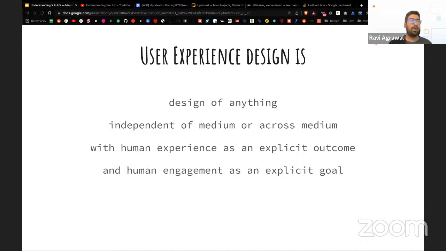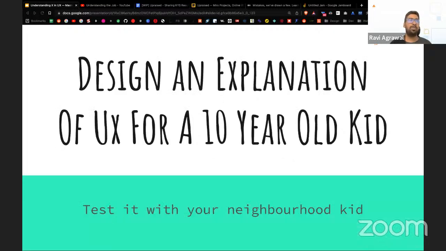Now, having said all of this, I have another take-home assignment for you, which is I need you to design an explanation of UX for a 10-year-old kid and test it out with your neighborhood kid, right?